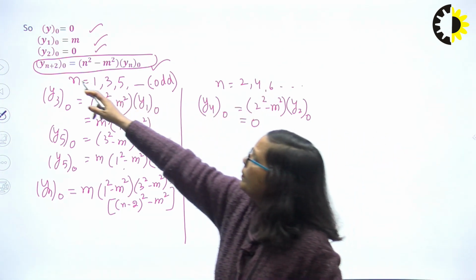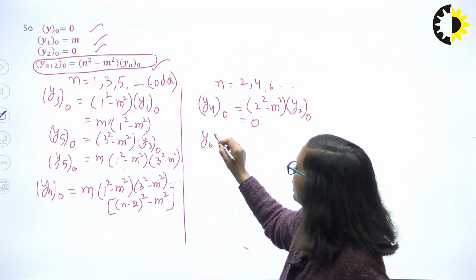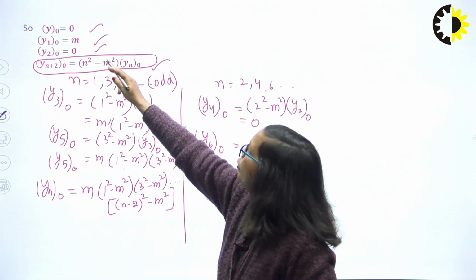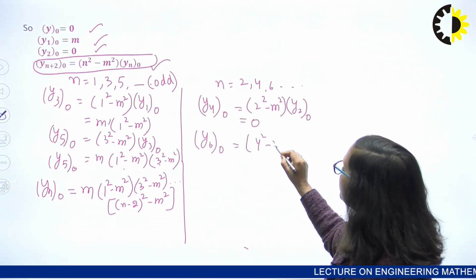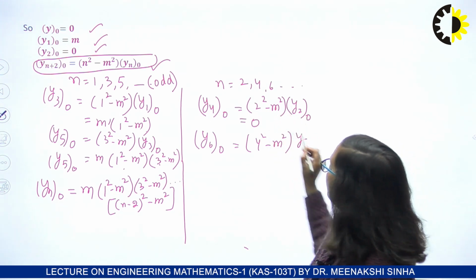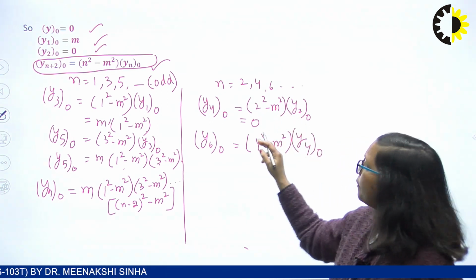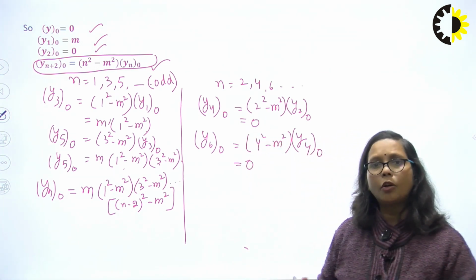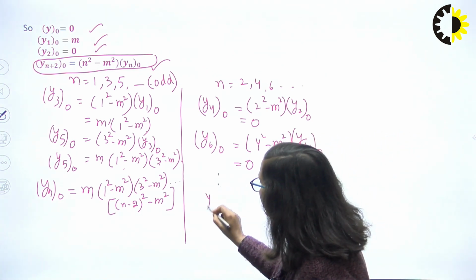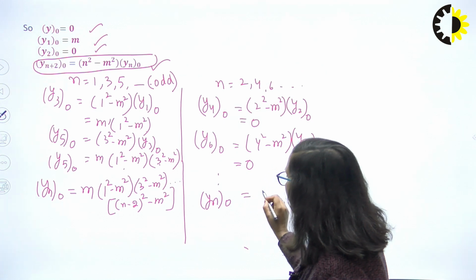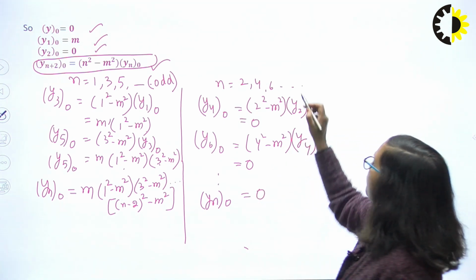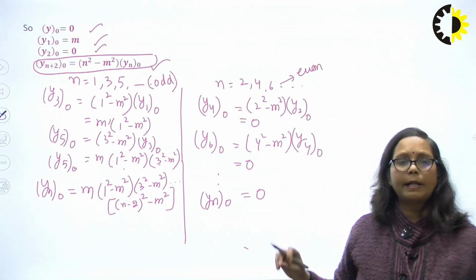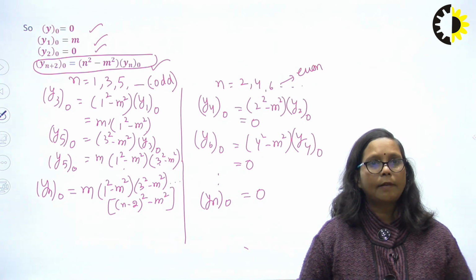Next put n equal to 4. So we get y60. What will y60 become when I put n equal to 4? This will become 4 square minus m square into y40. And what is y40? We have just calculated, it's 0. So y60 is also 0, and based on this symmetry, if I try to write down the value of yn0, that is also equal to 0. Means for even values of n, the nth derivative at x equal to 0 takes the value 0.